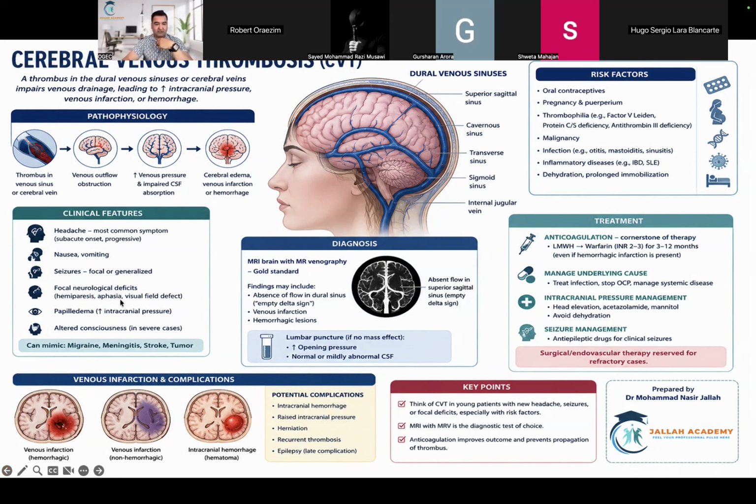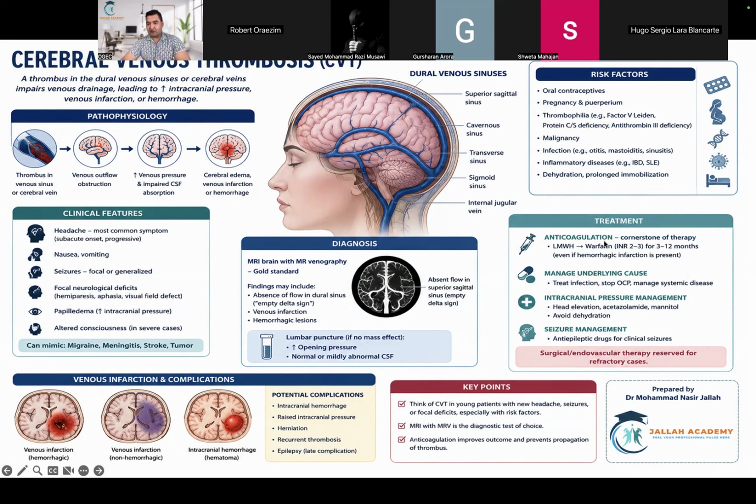Focal neurological deficit, hemiparesis, aphasia, visual field defect, papilledema, raised intracranial pressure, altered consciousness. It can mimic migraine, meningitis, stroke, and tumor. Okay? Where is the example? I don't have an example for this.